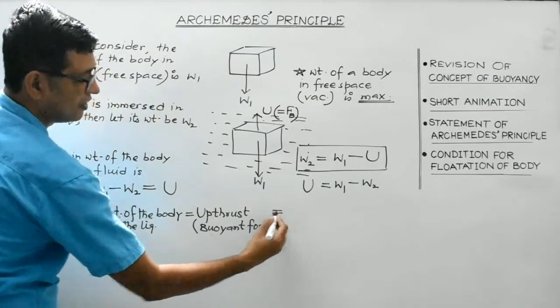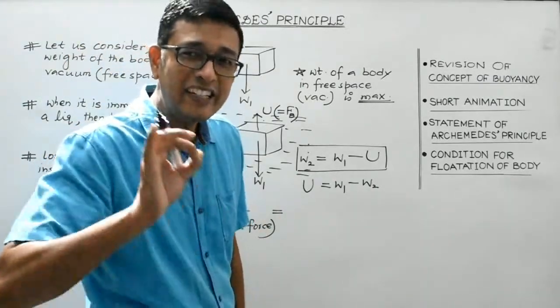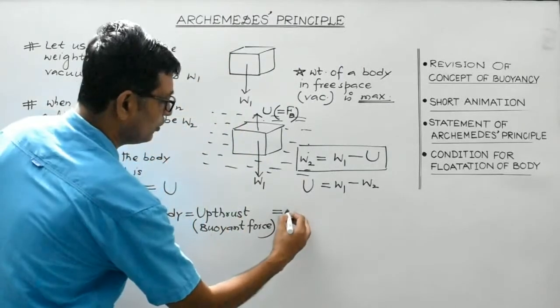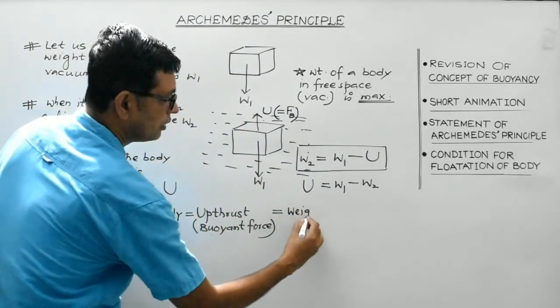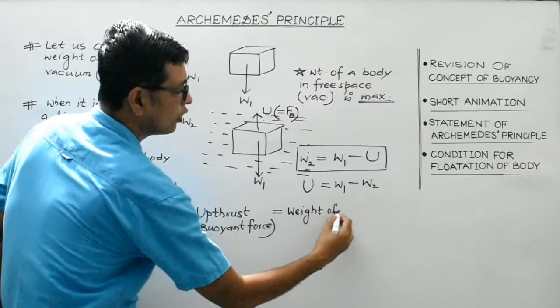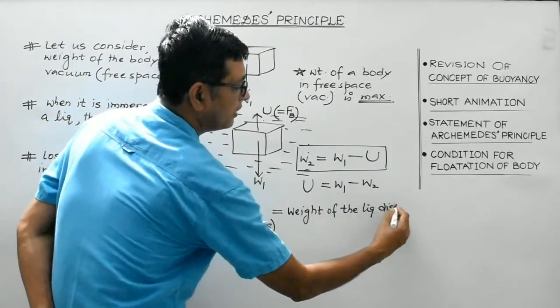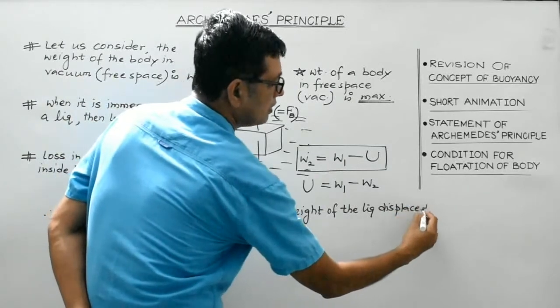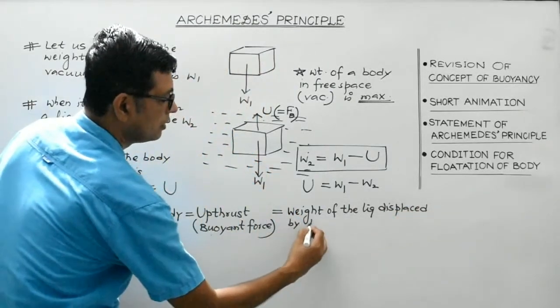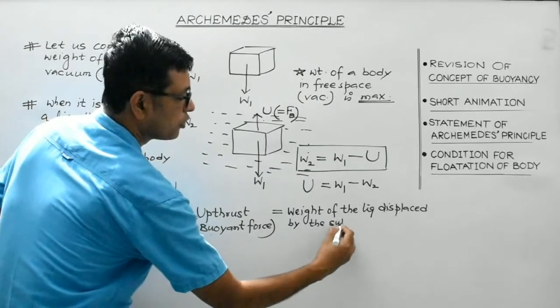And students, upthrust, we have done it in detail. Upthrust is equal to the weight of the liquid or fluid displaced by the submerged portion of the body.